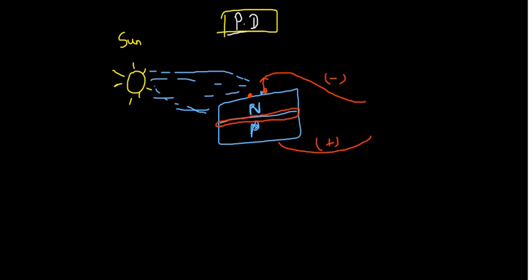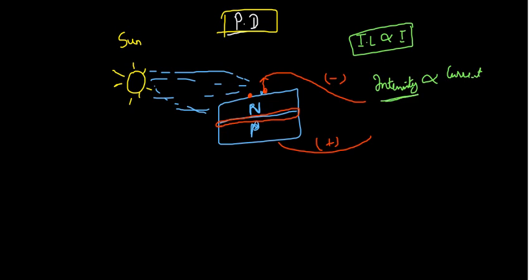Well, a very interesting thing, which is the intensity of light is directly proportional to the current we get. Intensity is proportional to current. So intensity is important here. If you do not have the intensity of light, you do not have current. If you have more intensity, you have more current. So what is the intensity? Intensity is the photons that come from the sun.